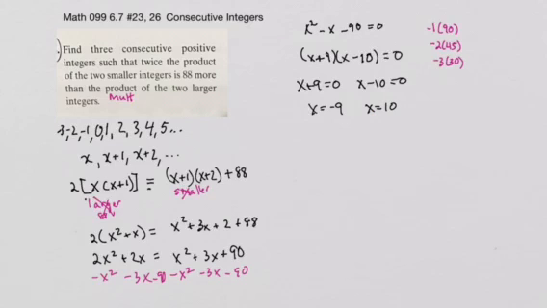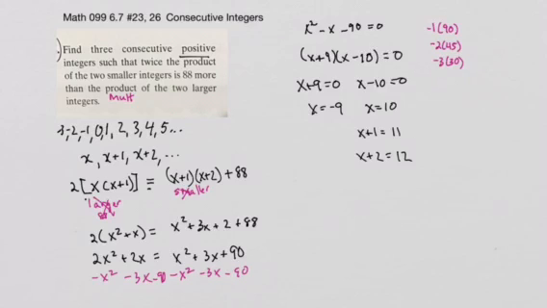On this particular problem, we needed the positive consecutive integers, so the x itself is 10, and then x plus 1 is 10 plus 1, or 11. X plus 2 is 10 plus 2, or 12. So the three consecutive positive integers are 10, 11, and 12, and you can go ahead and check those.